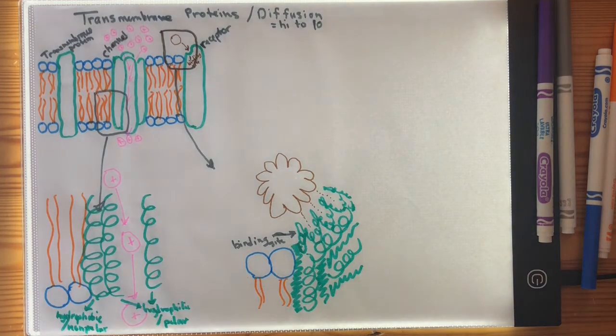Perhaps it's a hormone, perhaps it's an antibody, perhaps it's a virus, just depending on what the situation is. You'll have binding sites that receive it, and then the free-floating thing will have a particular shape that will perfectly complement, that will perfectly fit into the binding sites of the protein that we're drawing.